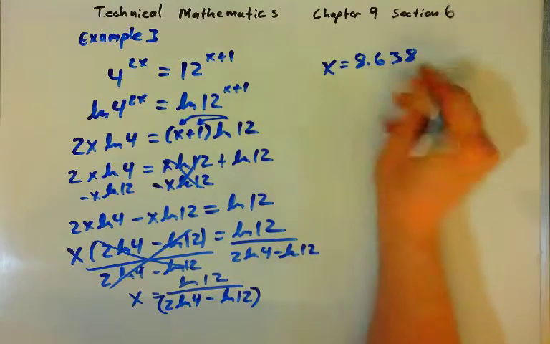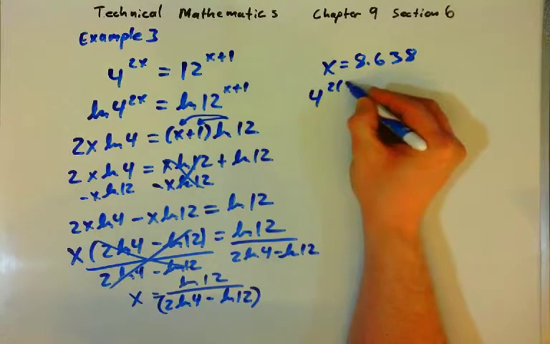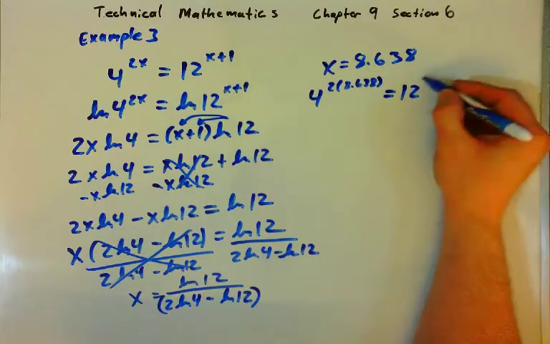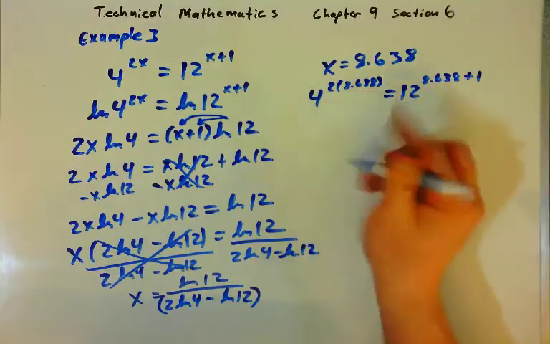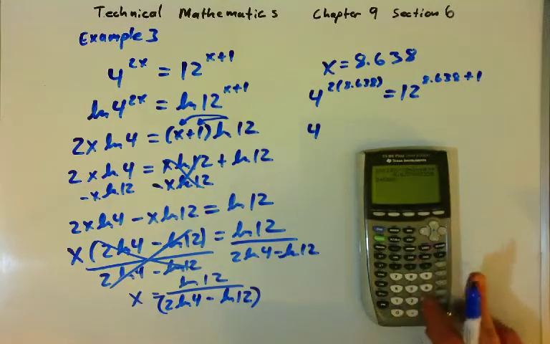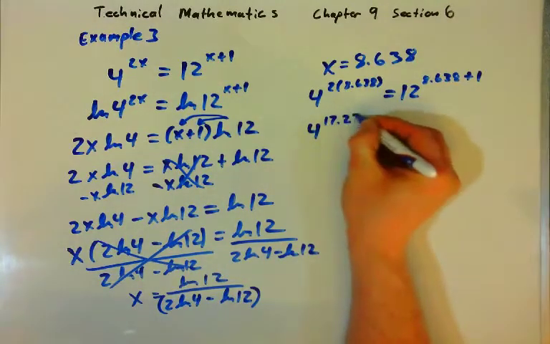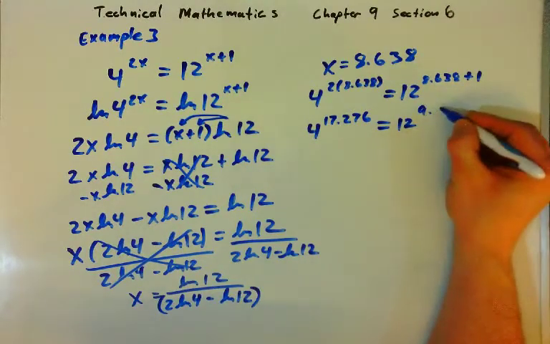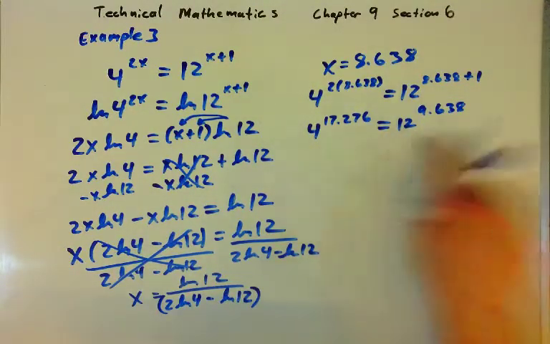Always a good idea to check our answer. So let's plug this value back into the original equation. We have 4 to the 2 times x, which is 8.638, equals 12 to the x plus 1 power, where x is again 8.638. Let's work out the exponents first. 4 to the 2 times 8.638, which is 17.276, is equal to 12 to the power of 8.638 plus 1, so it's going to be 9.638.